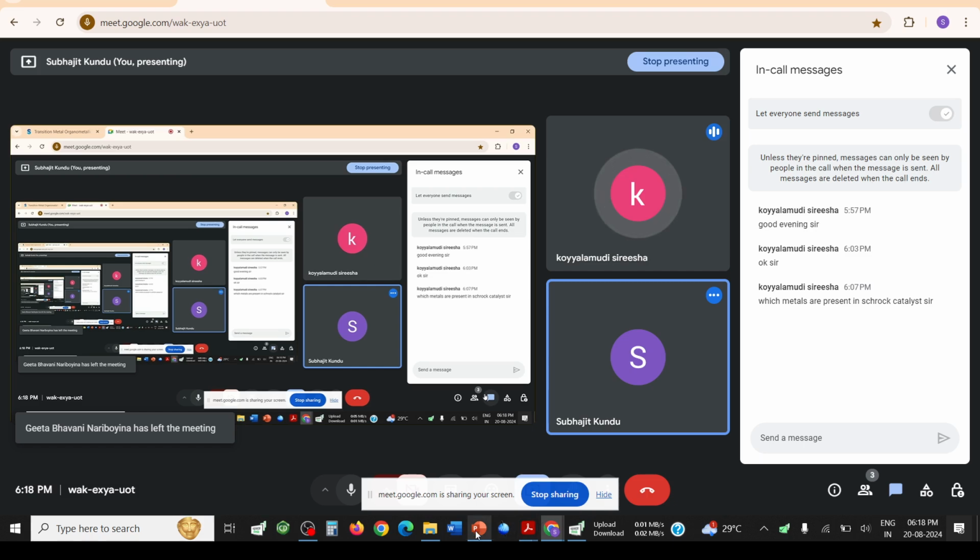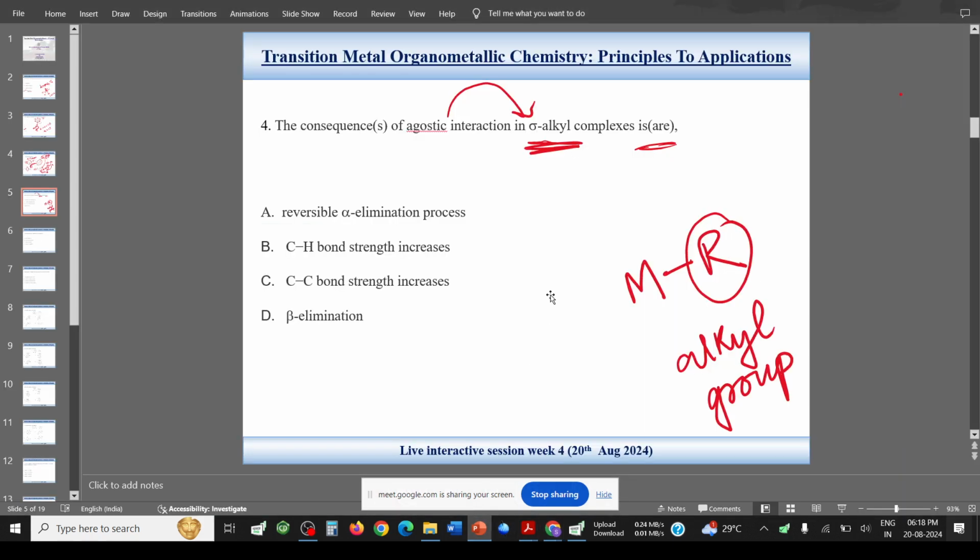Option B, sir. Huh? Option B. CH bond strength increases. Option B.